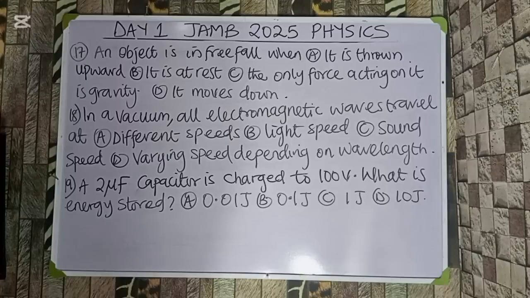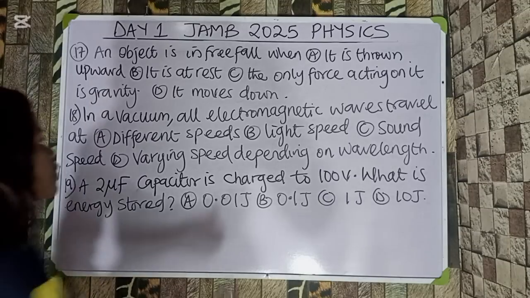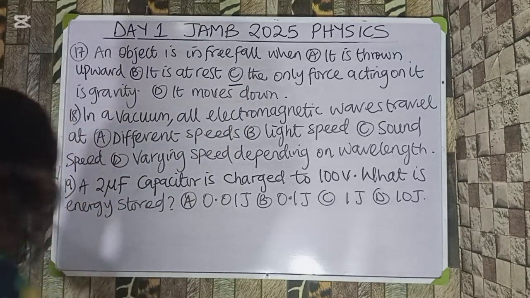D. Question 17. An object is in free fall when A, it is thrown upwards, B, it is at rest, C, the only force acting on it is gravity, D, it moves down. The correct option is option C, the only force acting on it is gravity. That is only when we assume that an object is in free fall. That is option C.